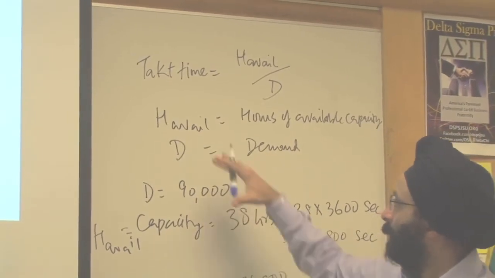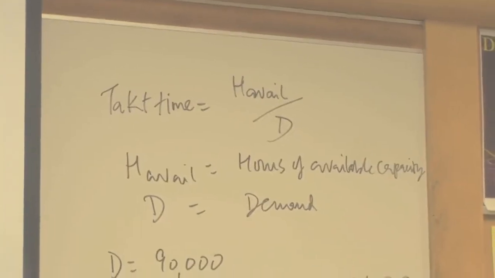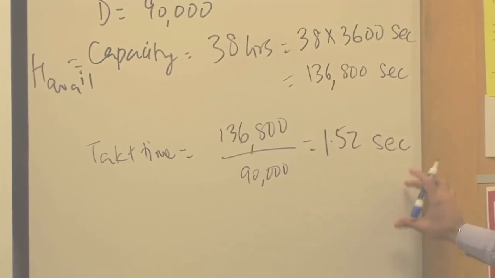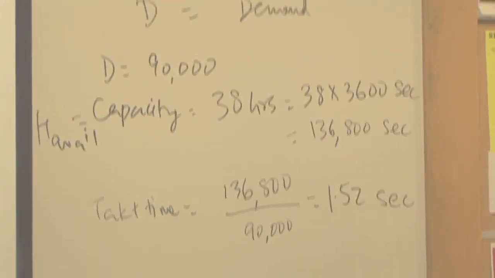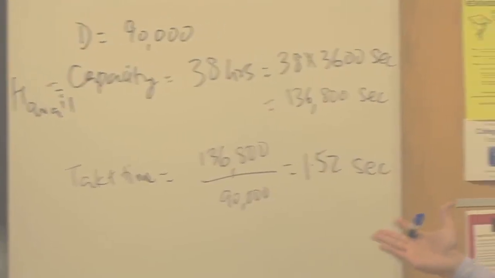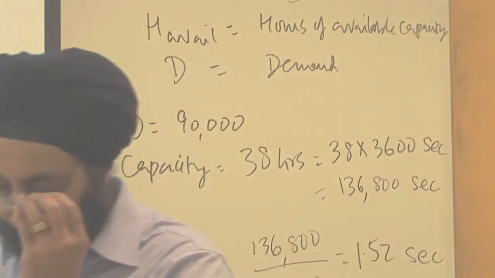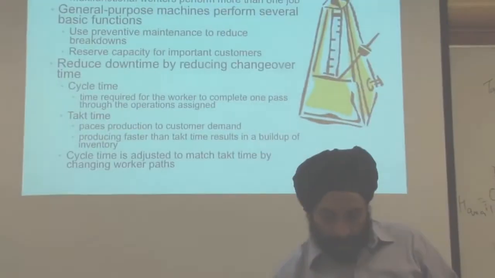Notice that normally H available is in hours of available capacity, but if we were to calculate this in hours, 38 divided by 90,000, you'll end up with an extremely small number in terms of hours, which is 1.52 divided by 3600. That one is hard to interpret, whereas 1.52 seconds is easy to interpret. That's the reason I converted that from hours to seconds. So that's an example of what we're looking at in this case.